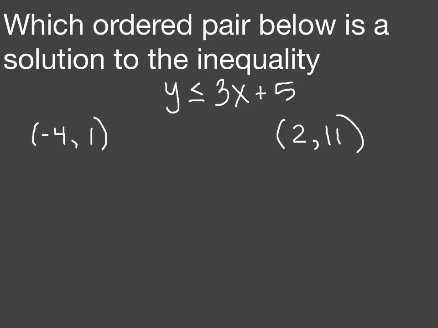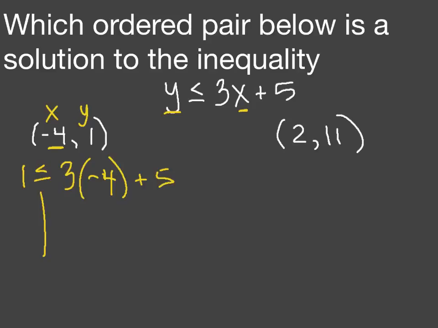So let's handle the first ordered pair, -4, 1. If you remember, this is x and this is y. So in my inequality, I'm going to replace the y with the number 1. It's still a less than or equal to symbol. I have my 3. But now instead of my x, I'm replacing it with -4, plus 5. And to prove mathematically, I want to make sure that it makes a true statement. So this 1 stays the same. My less than or equal to sign stays the same. Now I'm just going to calculate. Well, 3 times -4 is -12, plus 5 is -7.